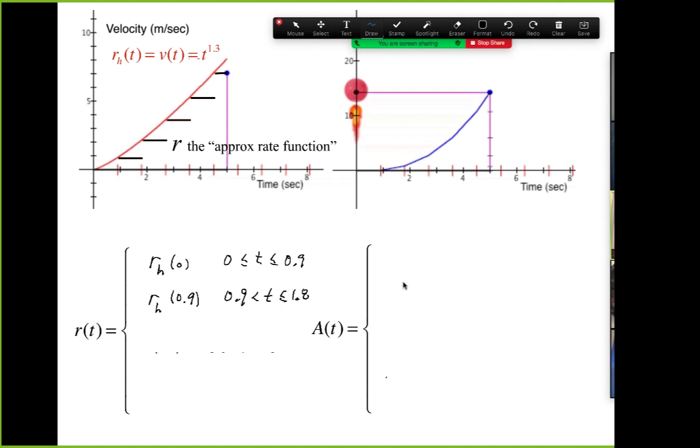All right, and so then we'll write the first two over here. So now, from 0 less than or equal to t less than or equal to 0.9, what would be my accumulation function? Zero plus r of t times x minus 0.9, t minus 0.9. What do you think?